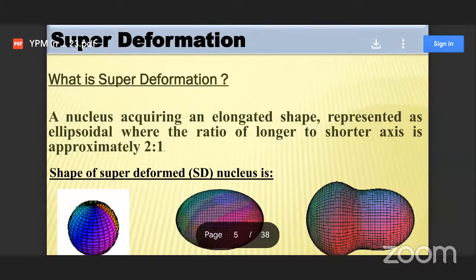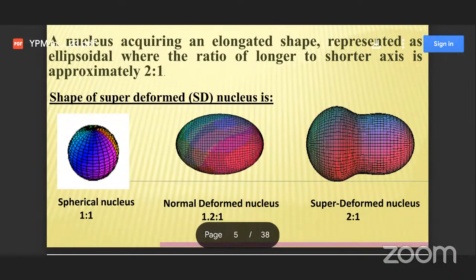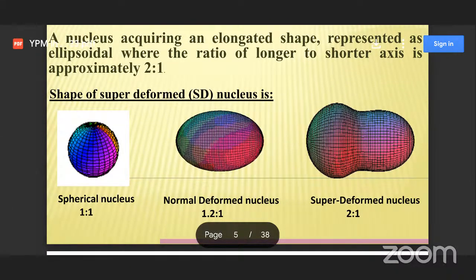Super deformation means a nucleus acquiring an elongated shape, represented by the ratio of the longer to the shorter axis being almost twice. For a spherical nucleus, this ratio is 1:1. For normal deformed nuclei, the ratio is 1.2:1, not double. And for the super deformed nuclei, the ratio is almost double.